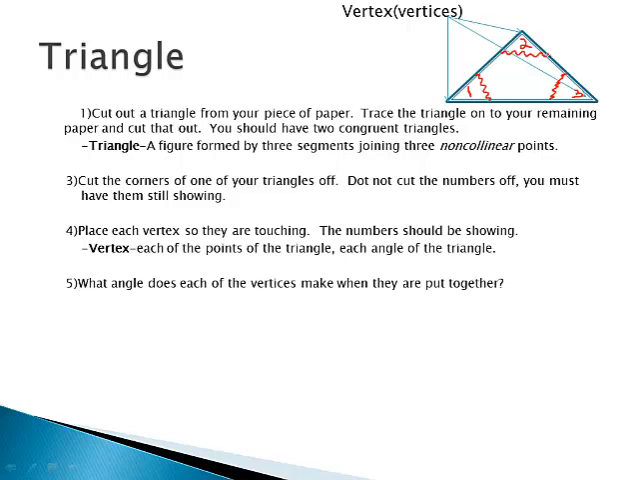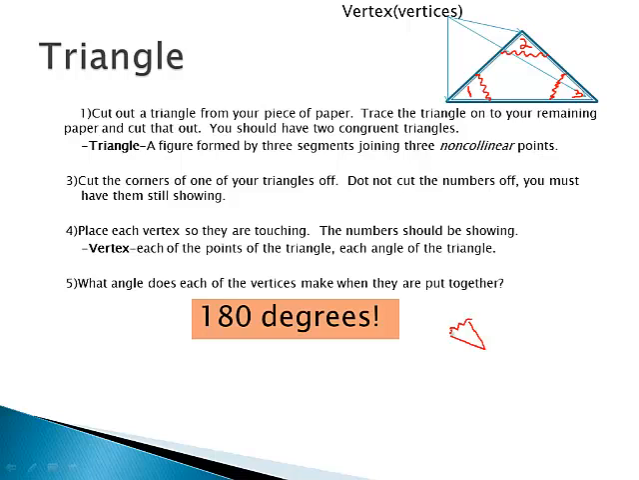When you put these three angles together, what do you notice about them? If they don't overlap, what angle do they make? Well, they make 180 degrees, because if you did this, angle 1 would look like this, angle 2 maybe like this, and angle 3 would look like this. If you put them together, they make a straight line right here. That's how we know that the angles of a triangle create 180 degrees. That's actually a theorem that we're going to show in a little bit.